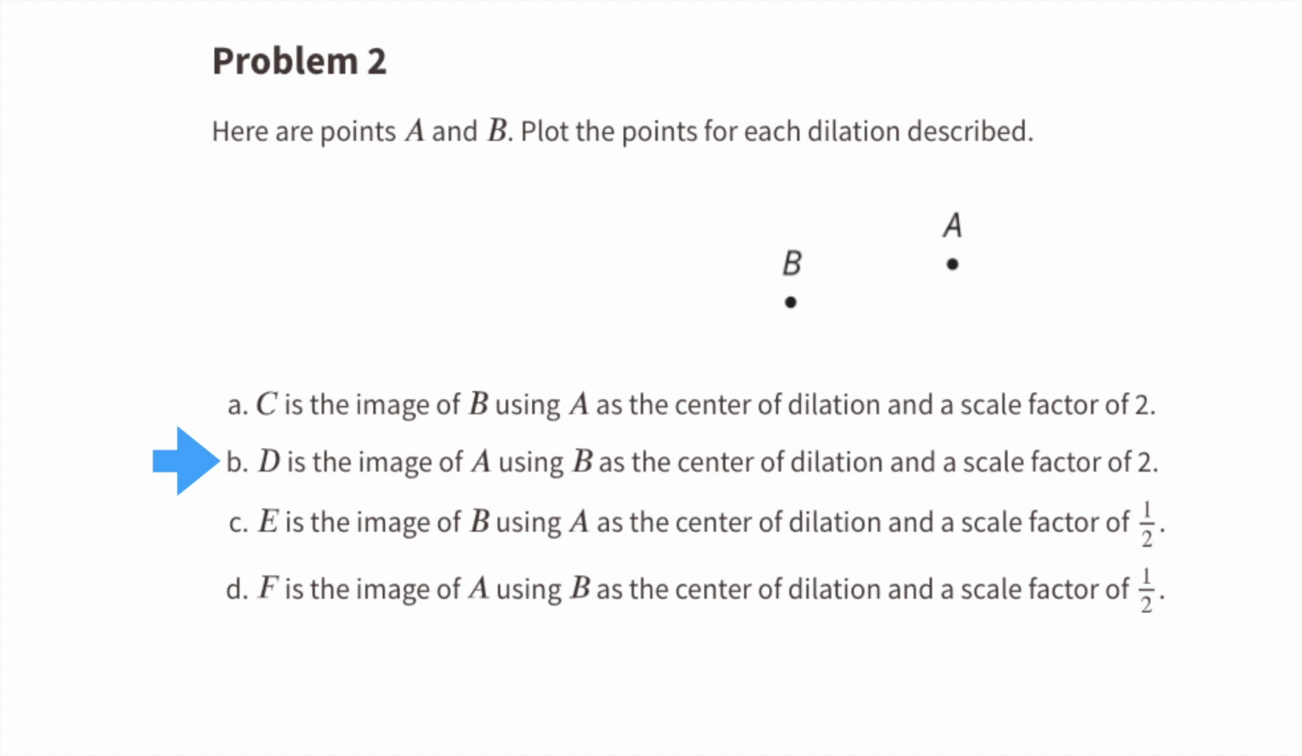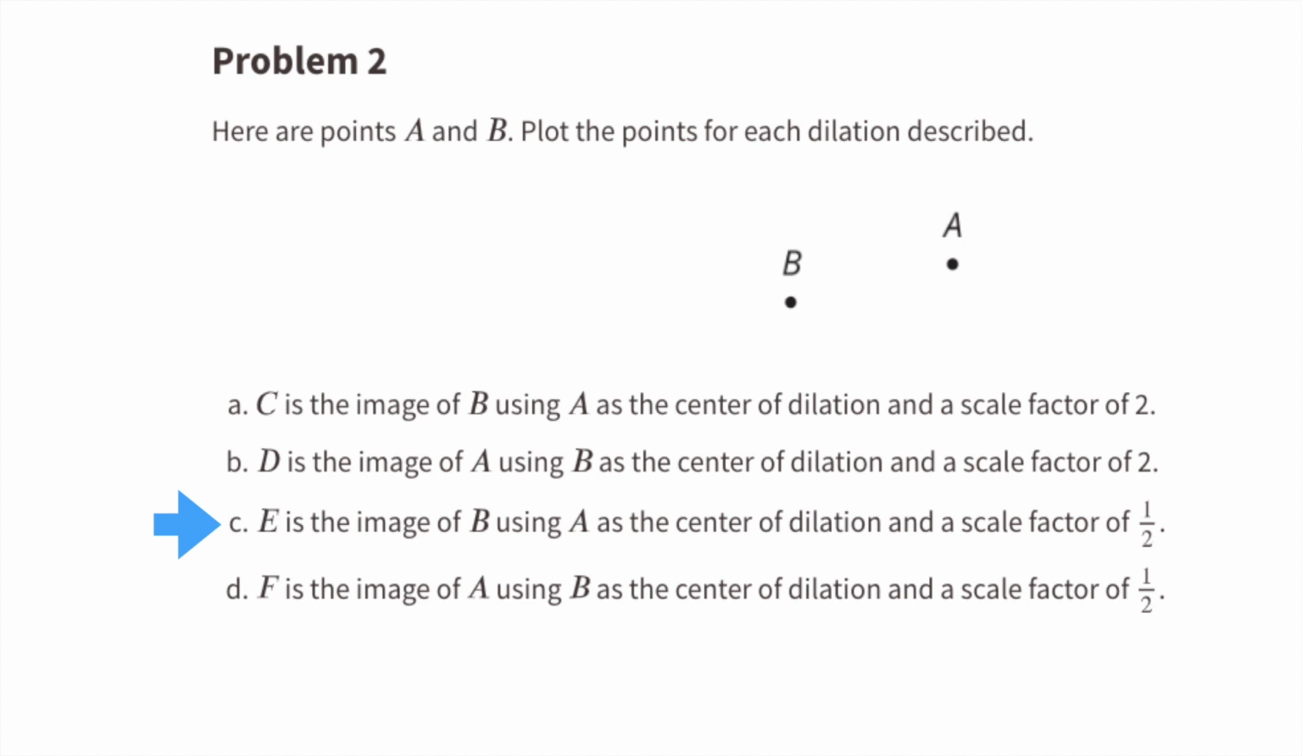B. D is the image of A using B as the center of dilation and a scale factor of 2. So now you're going to start at B, head towards A, and move past A one full unit. So this is where you would plot the point for D.